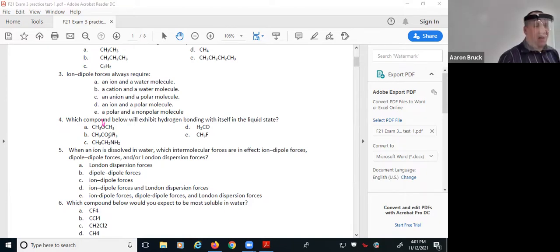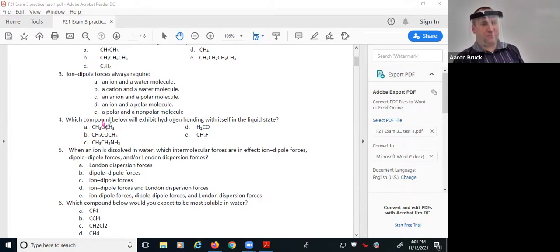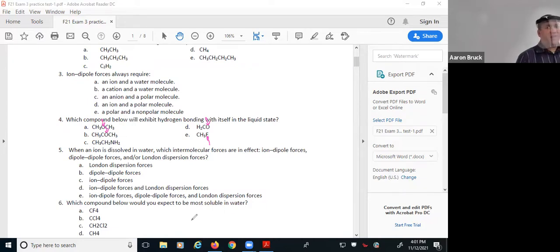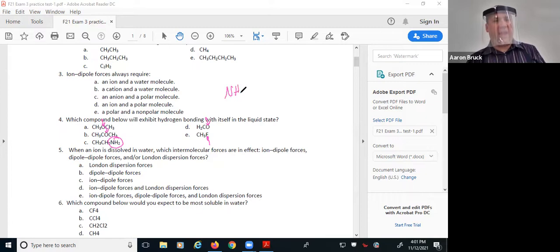Same thing for letter B. Same thing for letter D. And honestly, same thing for letter E. That fluorine there isn't bonded to the hydrogens, it's bonded to the carbon. Remember, carbon forms 4 single bonds. So we need to figure out where it's going. For these kinds of questions about hydrogen bonding, what you need to look for specifically are NHs and OHs.